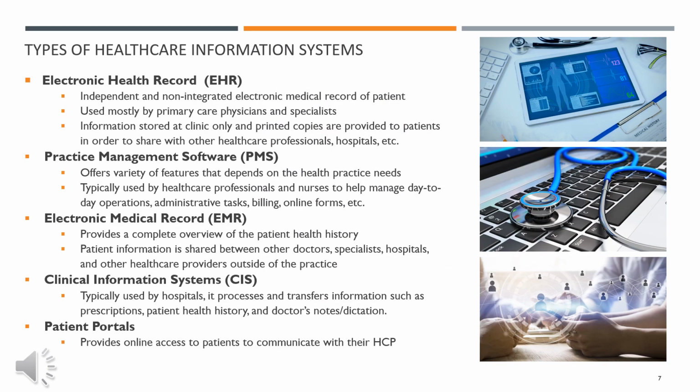There are different types of healthcare information systems used nowadays. We have the electronic health record, EHR, the practice management software, PMS, the electronic medical record, EMR, the clinical information system, CIS, and patient portals. The electronic health record, EHR, is used in private practices where information is stored at the clinic only, and if the patient needs a copy of the records, it is printed on paper, so the patient can take his or her information to other healthcare professionals or hospitals.